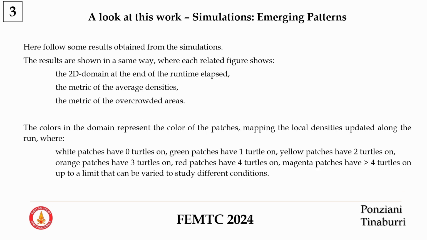We here show some results from the simulations, where we show some figures, the 2-dimensional domain and the metrics used. The colors in the domain represent the color of the patches that map the local densities updated on the run, with white patches with 0 turtles on them, green patches with 1 turtle on, yellow patches with 2, orange patches with 3, red patches with 4 turtles on, and magenta patches with more than 4 turtles on them. Actually, they can be varied to study different conditions.